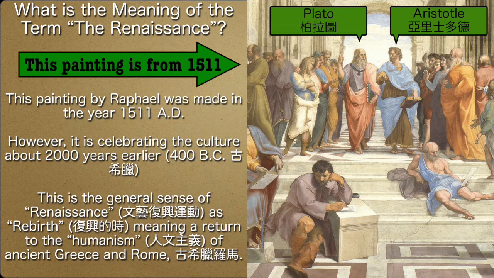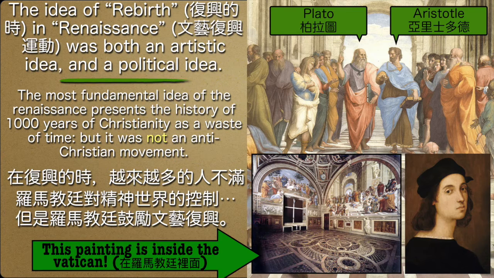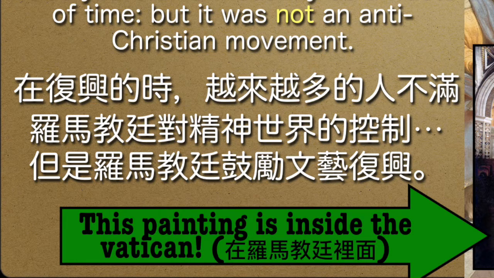Really, this is not true. Really, this is misleading. Where is this painting? This famous painting that shows the beauty of ancient Greece and this philosophy, the painting is actually inside the Vatican. This painting was paid for by the Catholic Church. It was paid for by Christianity. It's actually inside the home of the Pope.